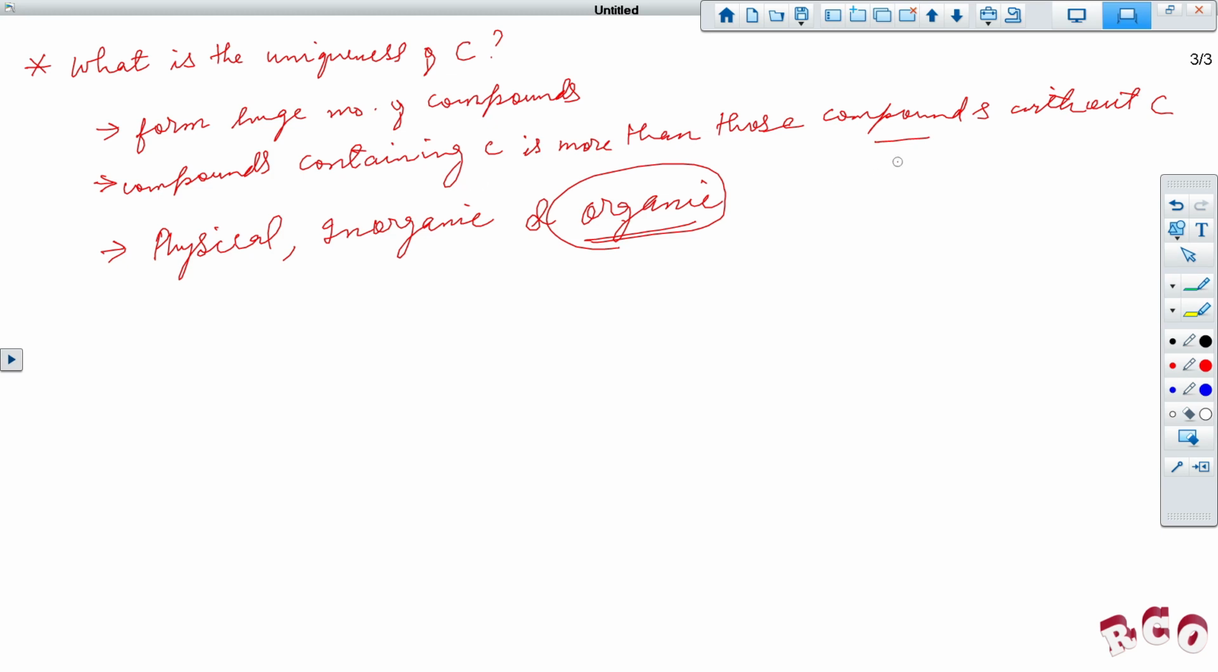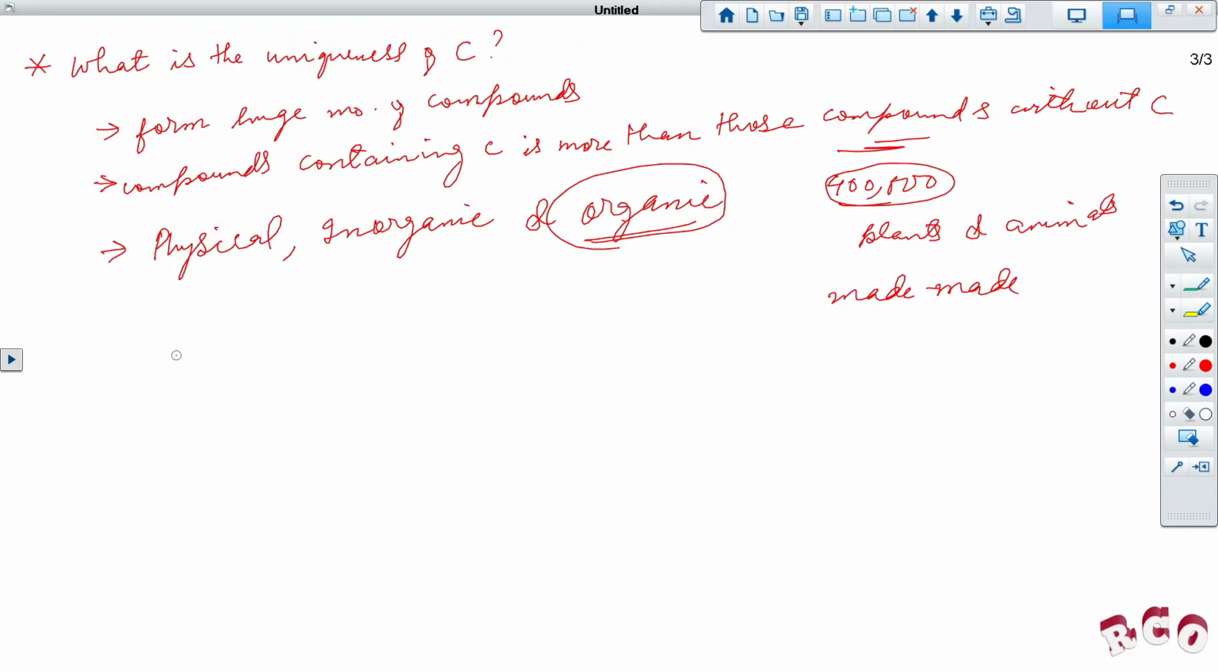With compounds containing carbon, there are many. 400,000 compounds have been identified. These types of compounds are produced by plants and animals, and some of the compounds are also man-made, made by us human beings. We will be studying them somewhere in this chapter.